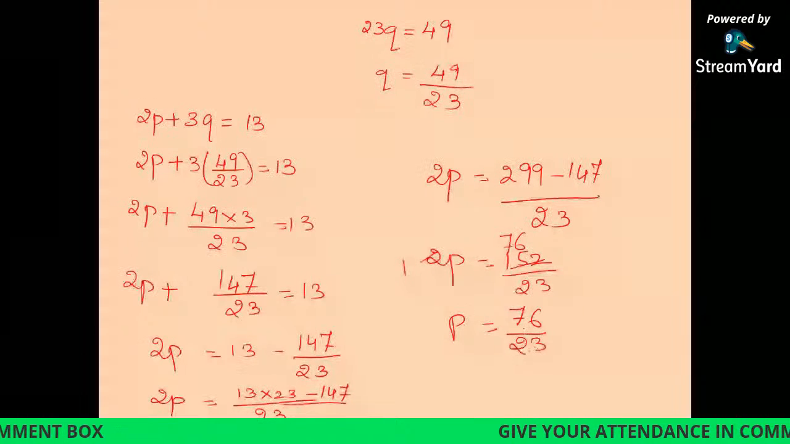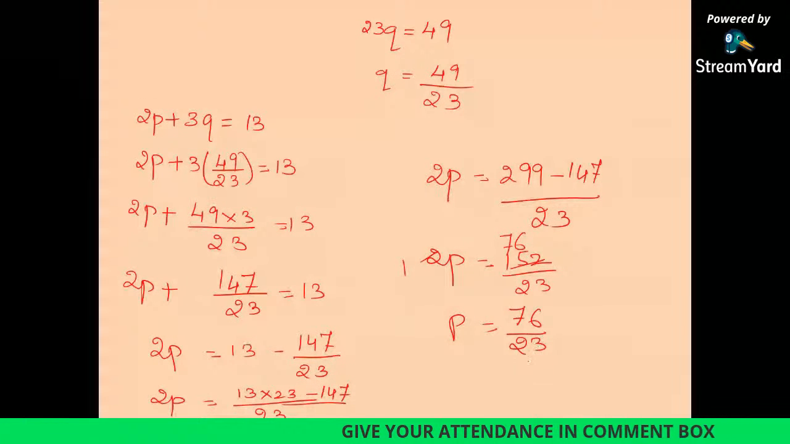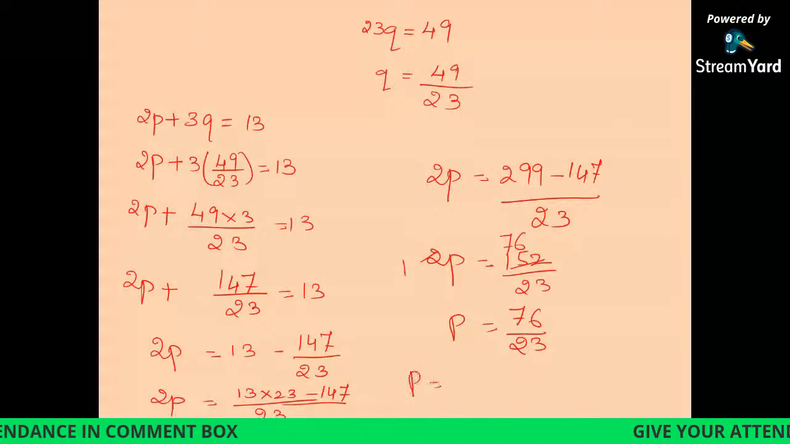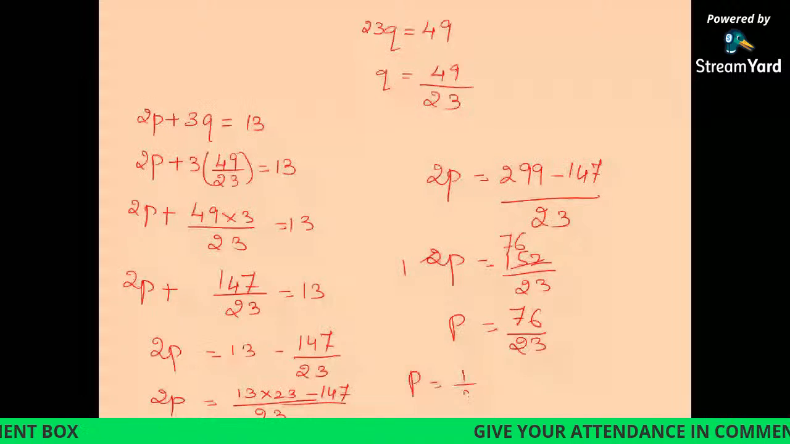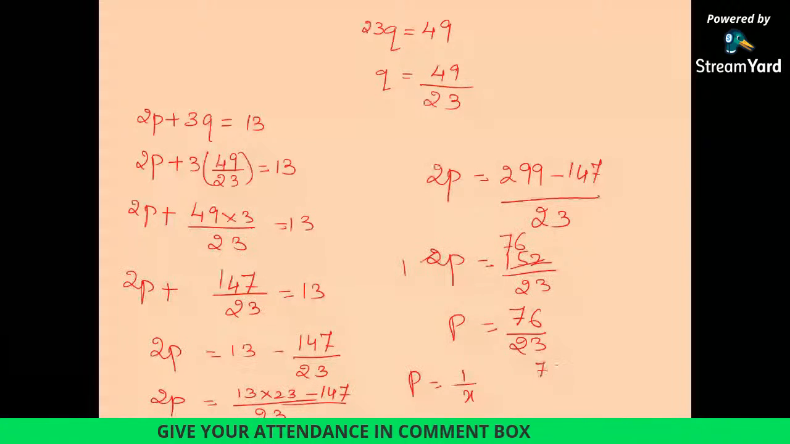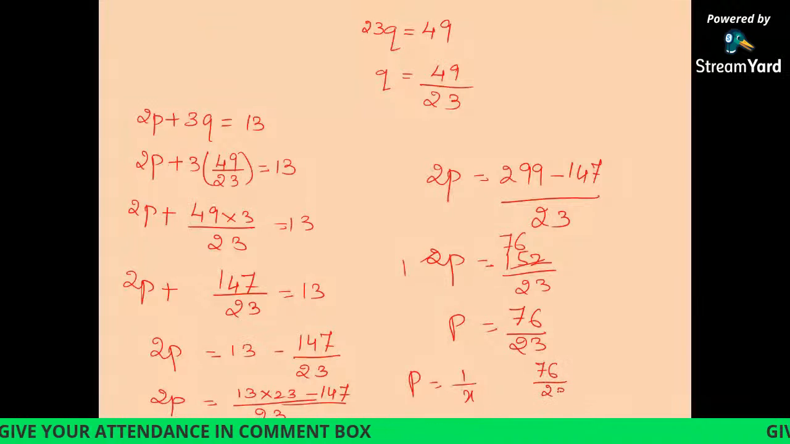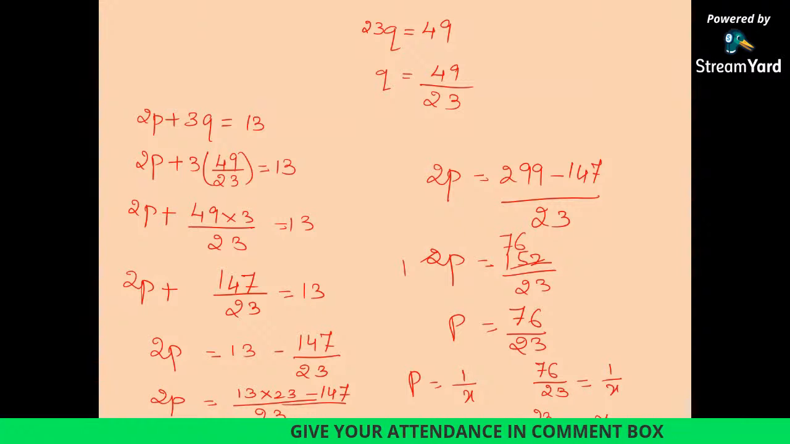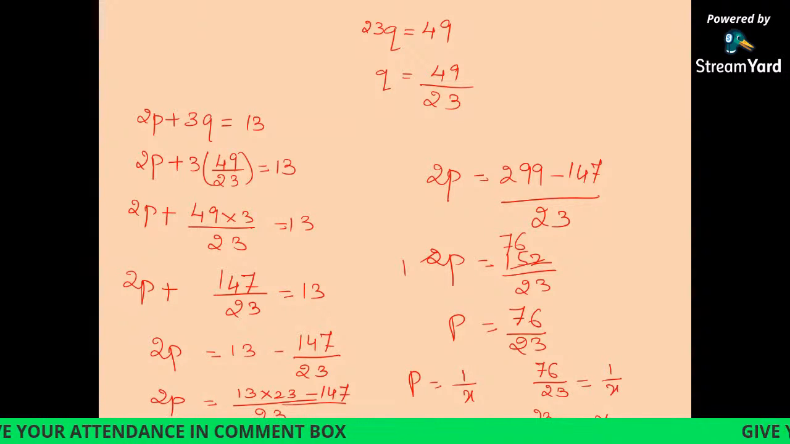If it is possible for you to cancel 76 by 23, you can cancel it. Now, what is p according to our assumption? It is 1 by x, isn't it? But for the value of p, we got 76 by 23 is equal to 1 by x. To get the value of x, just take the reciprocal, 23 by 76. This is the value of x.